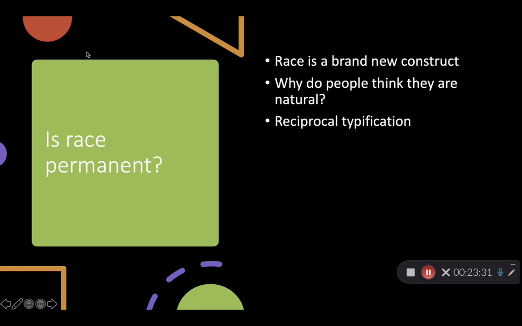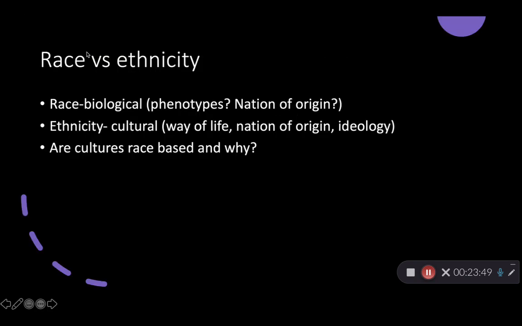Why do people think races are natural? Because you've been told your whole life that race is a thing and it's real. I'm telling you it's not. Read the book. It's all in there. Reciprocal typification is the idea that social realities and constructs come about as people interact and we all agree with each other that race is real. Stop agreeing that race is real, it goes away.